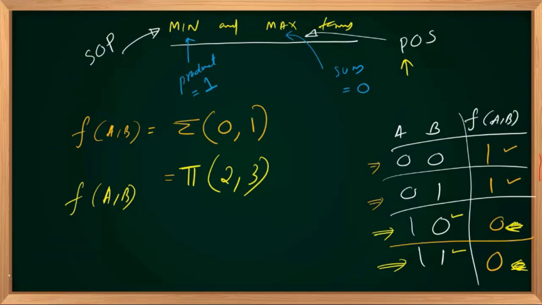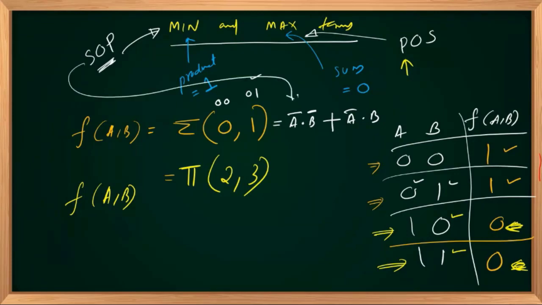Also, you can directly write the expression by looking at the truth table. Decimal 0 implies 00 in binary, decimal 1 implies 01 in binary. So this is A bar dot B bar, or with the second possibility, A is 0 and B is 1, so that is A bar dot B. These are individual products and we are taking the sum, so sum of products, and this is my SOP form using min terms.